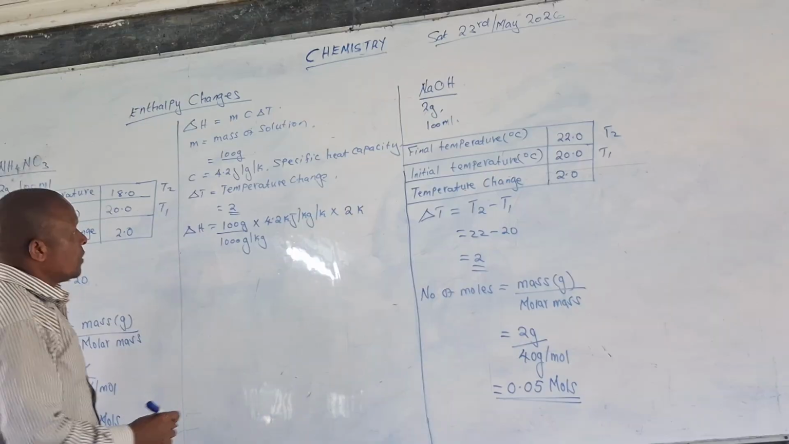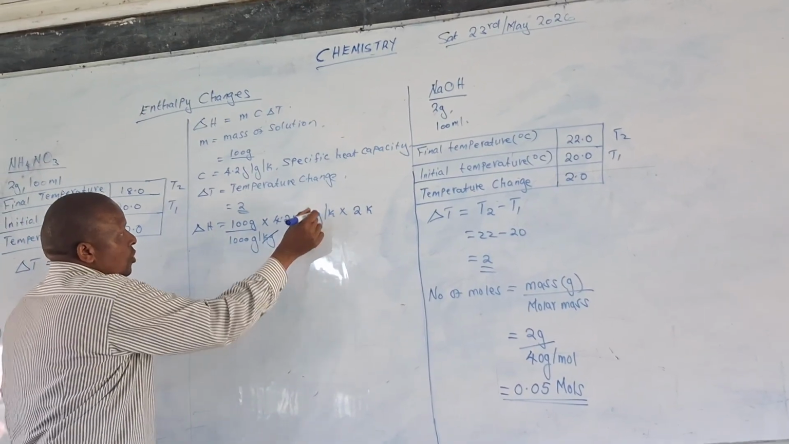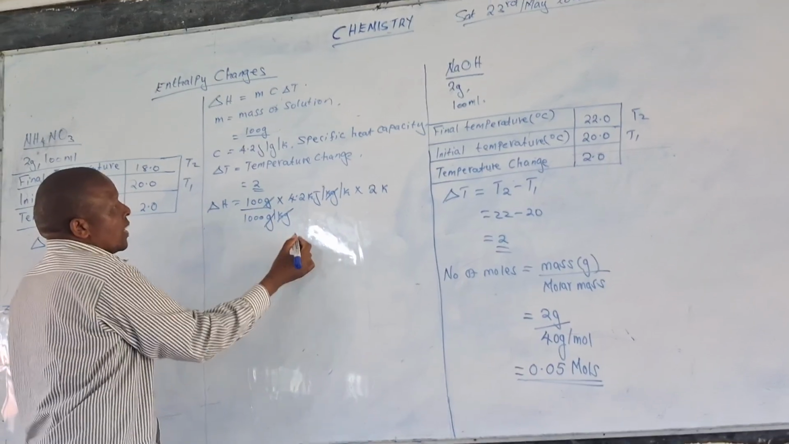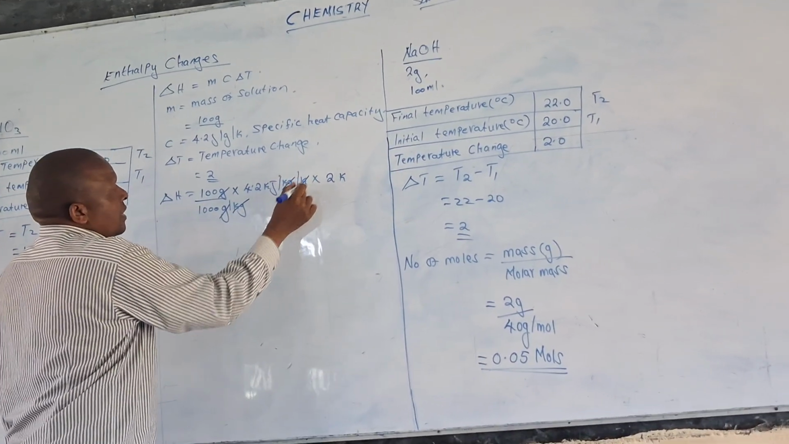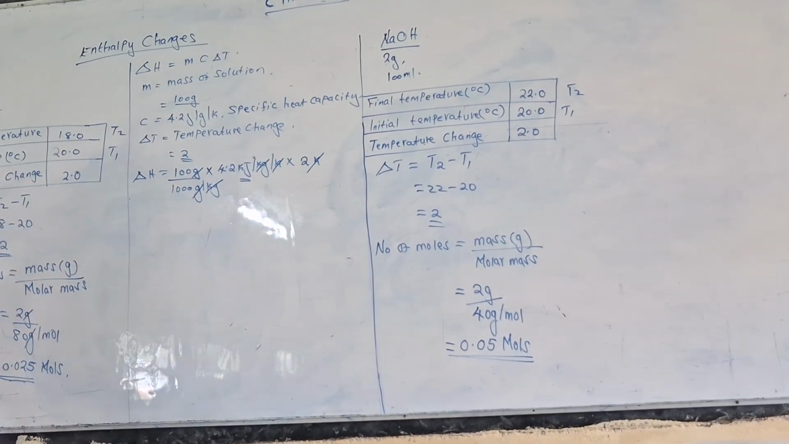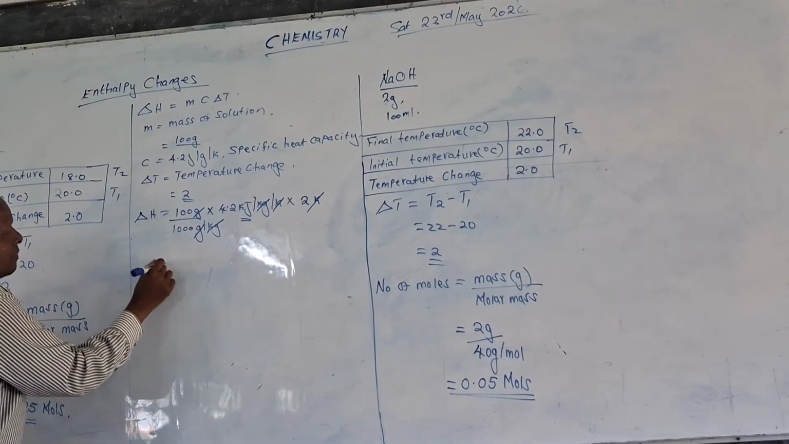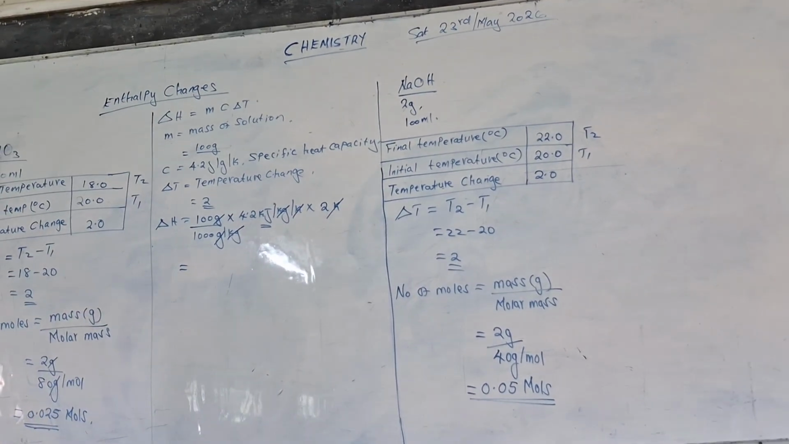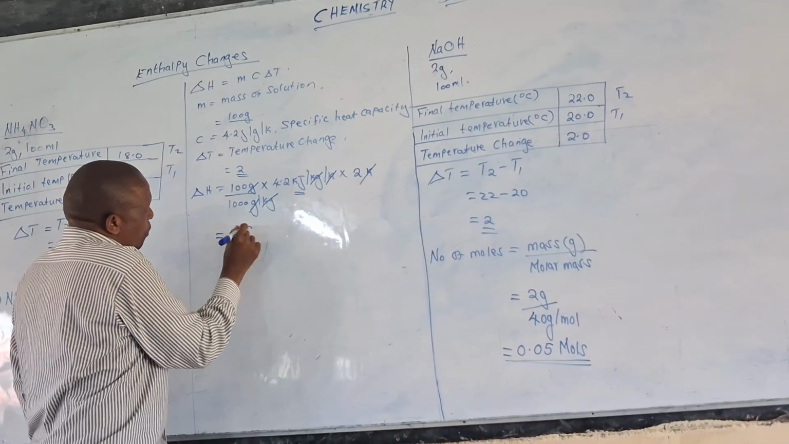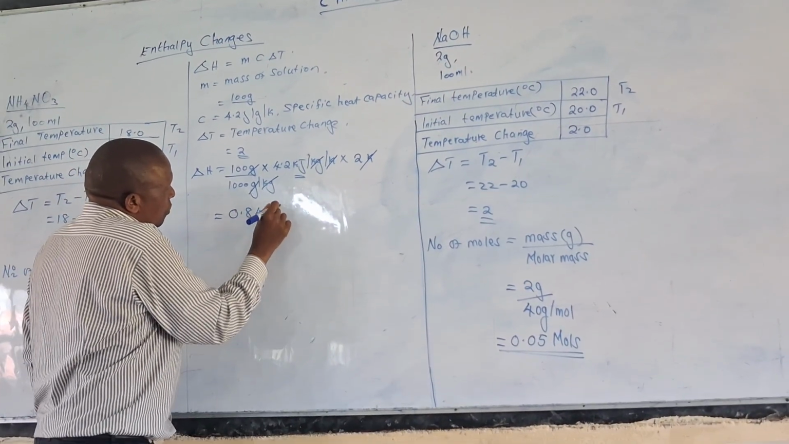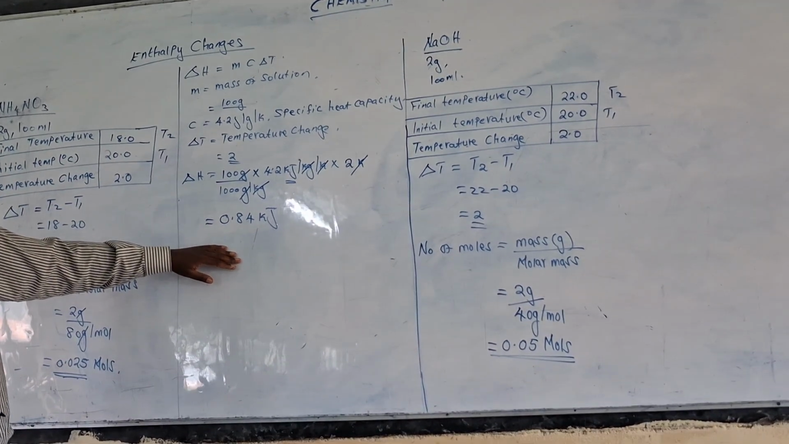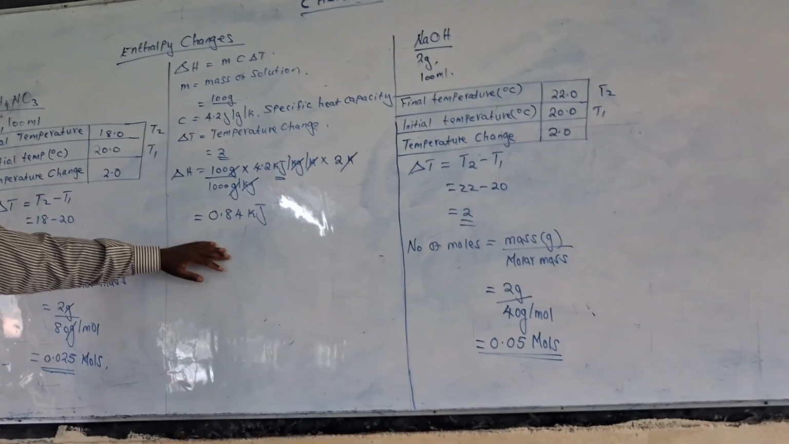Now what will happen? Kilogram will cancel kilogram, gram will cancel grams. Kelvin will cancel Kelvin. So your answer will be in what? Kilojoules. Are you seeing that? So what do we get here? 0.84 kilojoules. At this point, this is heat change, not molar heat change.